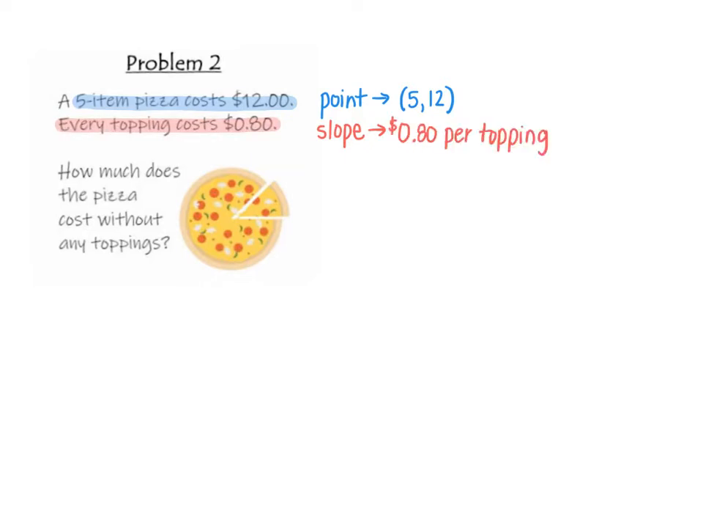We can put this into our y equals mx plus b. We've been given a y of 12, and we've been given an m of 80 cents. Our x value will be 5, and we will need to find b. b will represent the cost of the pizza without any toppings.